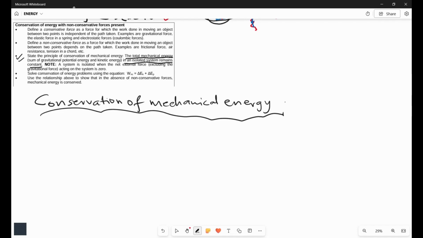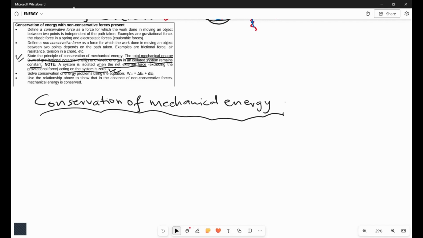Now, ignore this thing inside the parenthesis that says sum of gravitational potential energy and kinetic energy. Remember, mechanical energy is EP plus EK, so just ignore this part. You do not need to write it. When you have said mechanical energy, you are fine, but it should be the total. Then we have a note: a system is isolated when the net external force acting on the system is zero. That one, I will come to it. This point is very important. It is a definition also on its own.